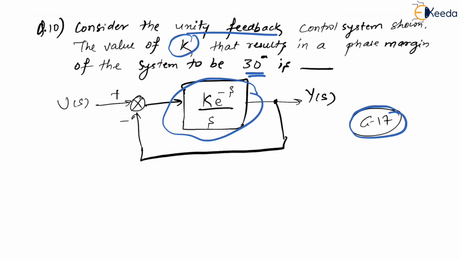Open loop transfer function is GH, which is equal to k into e to the power minus s upon s. Correct? Now, let us try to find GH of j omega, means let us replace s by j omega and see what happens. So you get GH of j omega to be equal to k into e to the power j omega upon j omega. Is that correct?